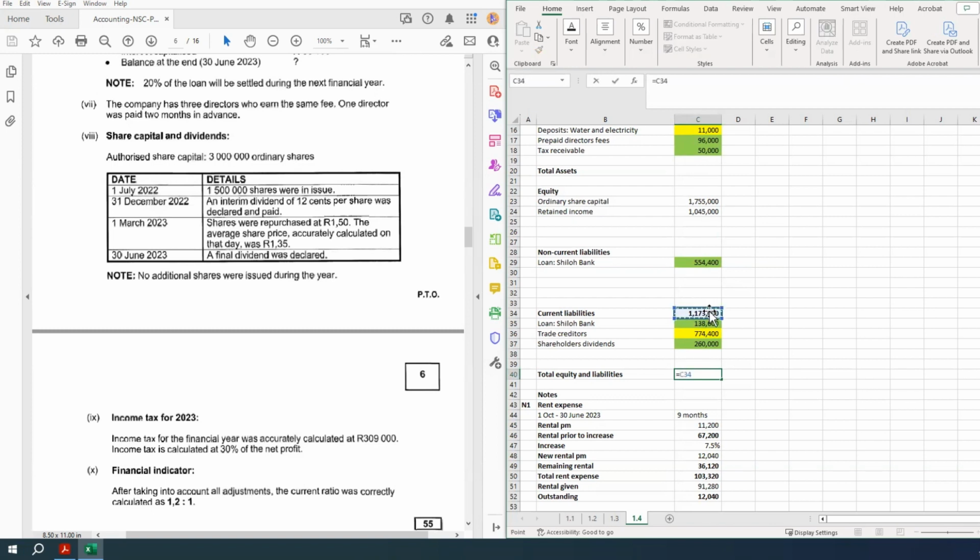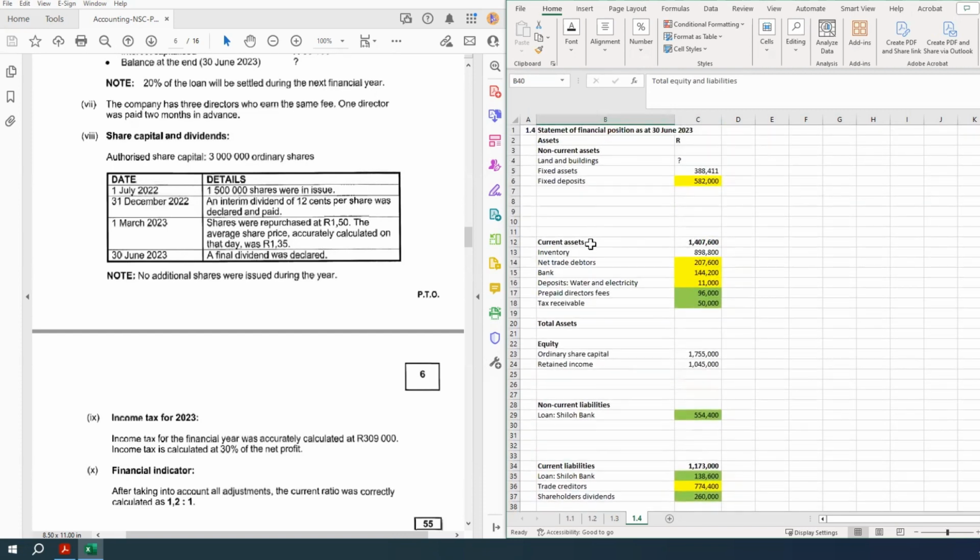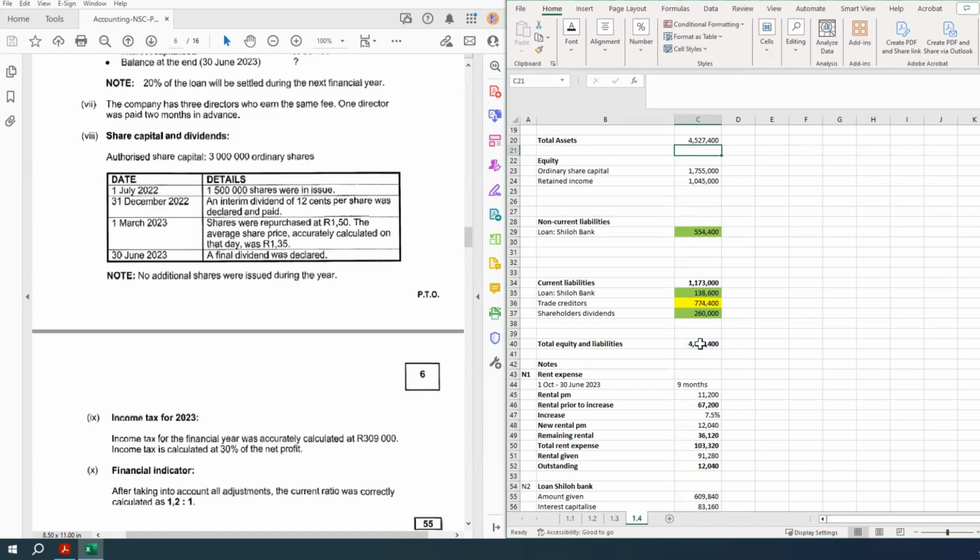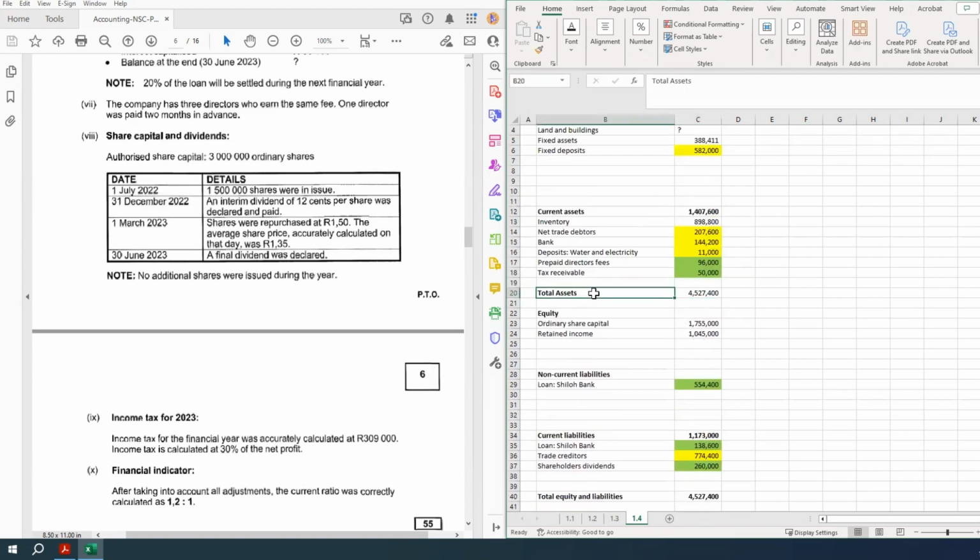So then my total current liabilities plus total non-current, and then I need to add in my equity. Okay, so that gives me a total of 4.5 million. So that total needs to tie back to what I have as total current assets. Okay, so there we go. So that ties.